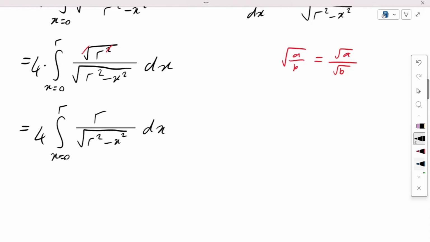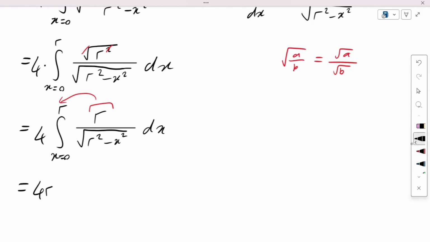From here, we can do trigonometric substitution. Why? Because we have a constant squared minus x squared. But before we do the trigonometric substitution, we see that this r can come out of the integrand because it's a constant. We can take it out. Remember, we're treating r as a constant.